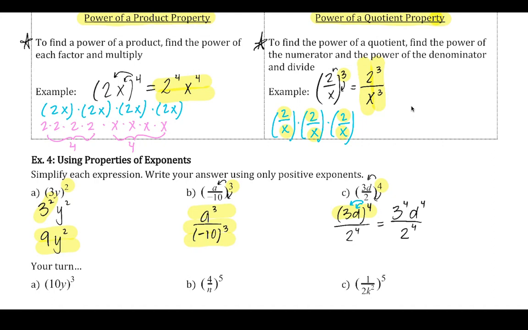And then the last thing that we can do if we want to simplify it a little bit further is just actually find out what 3 to the 4th power and 2 to the 4th power is. So 3 to the 4th power is 3 being multiplied by itself 4 times. So 3 times 3 times 3 times 3. And altogether, that's 81, and then d to the 4th over 2 to the 4th, so 2 times 2 times 2 times 2, and that is 16. So altogether, 81 d to the 4th over 16.